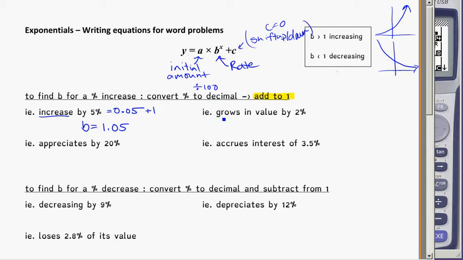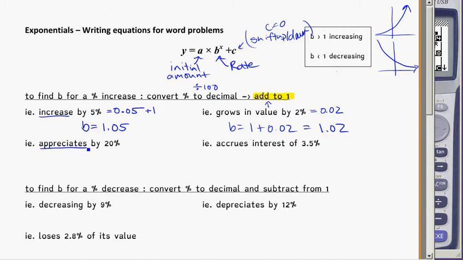Here's another vocabulary word, just to think about the phrasing here. It grows in value. Well, if it's growing in value, that means it's actually increasing, so you can think about it going up again. 2%, if we convert that to a decimal, is going to be equal to 0.02. So b is going to be equal to 1 plus 0.02, which is equal to 1.02, and you'd use 1.02 in your equation. How about appreciates?